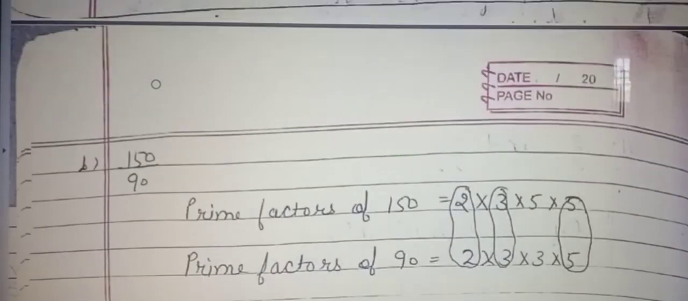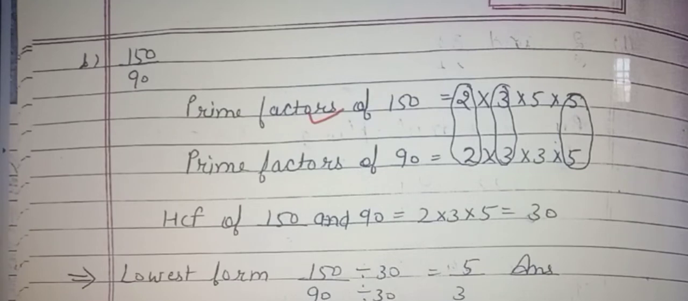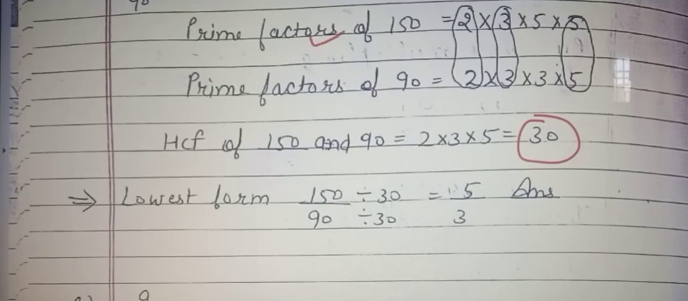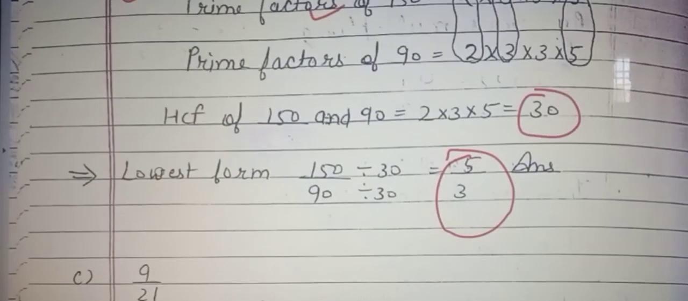Now the next part is 150 upon 90. Again the same procedure will be followed. Firstly we will find the prime factors of 150 and 90. So when we find the HCF from the prime factors, it comes out to be 30. So to reduce to lowest form, we divide the numerator as well as the denominator by 30. So we get 5 upon 3, which is the lowest form of the fraction 150 upon 90.